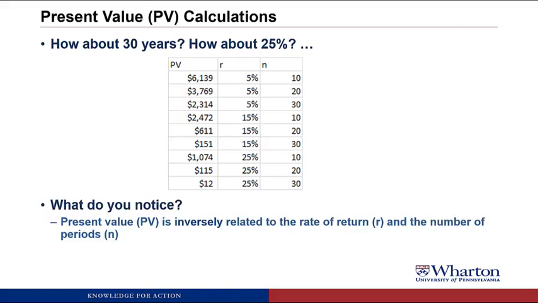So the present value is inversely related to the rate of return and the number of periods, which means as R or N goes up, present value comes down, or as R or N go down, present value goes up. And notice that if you got 25% on your bond and you invested 30 years ago, you would have put in $12 to get $10,000 today.